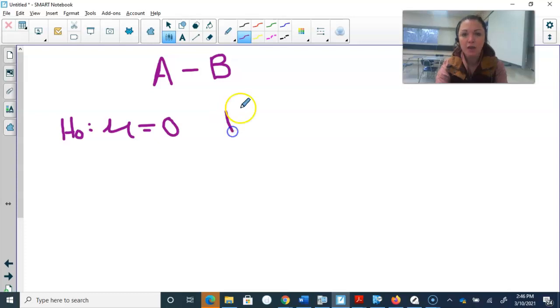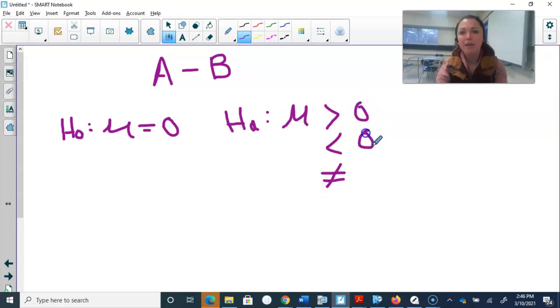But the alternative hypothesis now, how do I know if it should be greater than, less than, or not equal to? Well, the easiest truly is a not equal to, because they will look and say, do we have a significant difference? You'll see that word. Is there a significant difference? That's a not equal to.